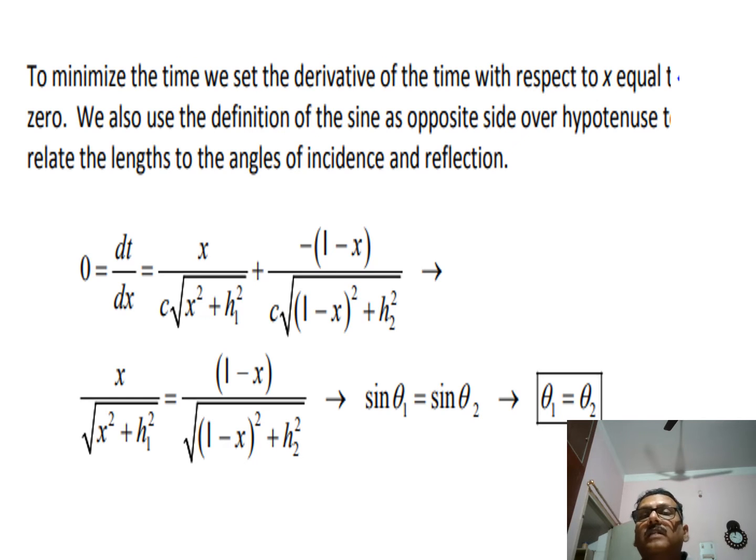We set the derivative of the time with respect to x equal to 0. We also use the definition of the sine as opposite side over hypotenuse. This becomes equal to 0, and lastly it becomes sine theta 1 is equal to sine theta 2, that is theta 1 is equal to theta 2. That means angle of incidence is equal to angle of reflection, which is the law of reflection.